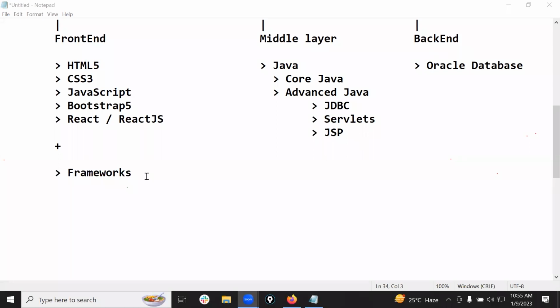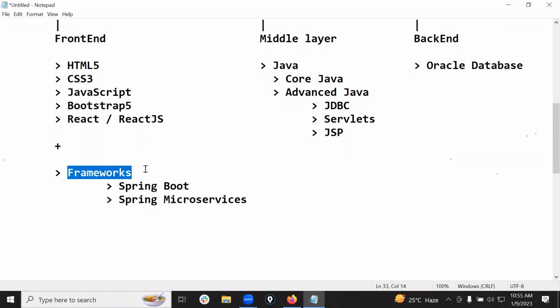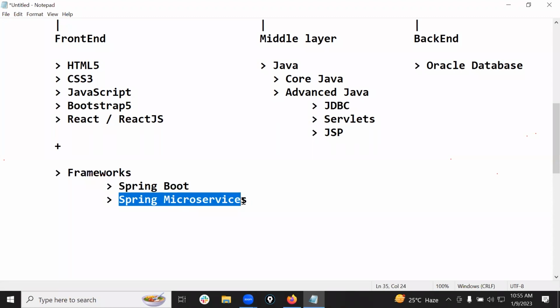Okay, so now you can see this. There are mainly two technologies as per our course. One is Spring Boot, then Spring Microservices. So tell me, in total how many frameworks am I going to teach you? Two frameworks. Spring Boot and Spring Microservices are the two frameworks which I am going to teach you.